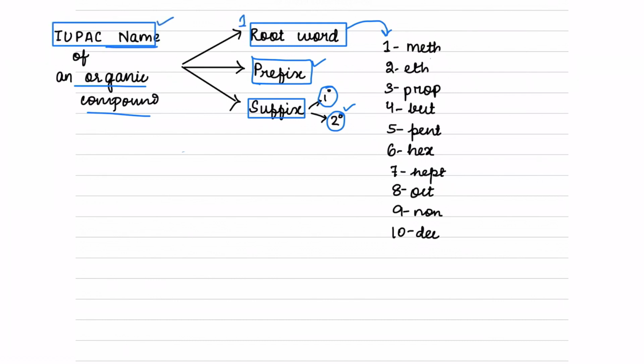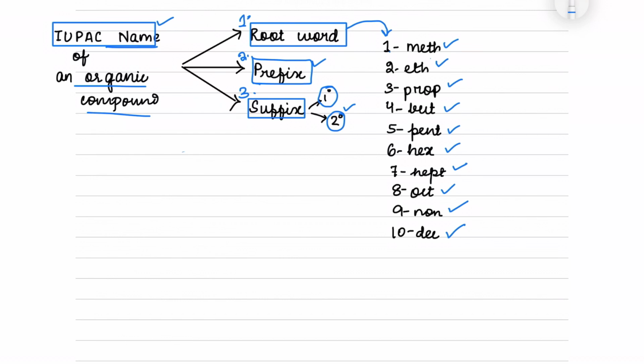First is the root word, second is prefix, and the third is suffix. Now the root word depends upon the number of carbon in the longest chain. If there is one carbon in the organic compound, then we use the word meth. For 2 carbons we use eth. For 3 carbons we use prop. For 4 carbons we use but. For 5 carbons we use pent. For 6 hex. For 7 hept. For 8 oct. For 9 non. And for 10 dec.